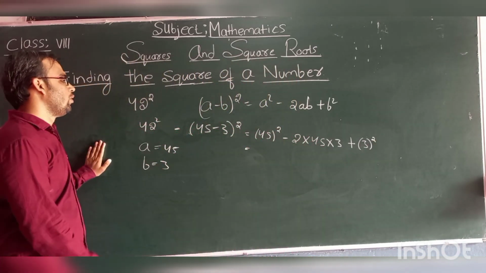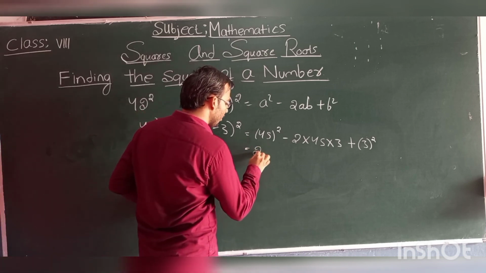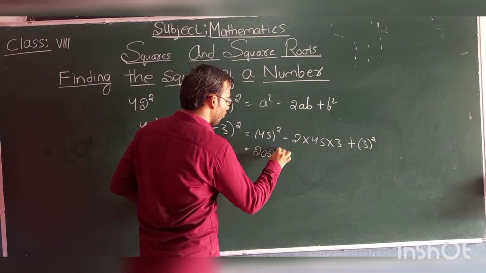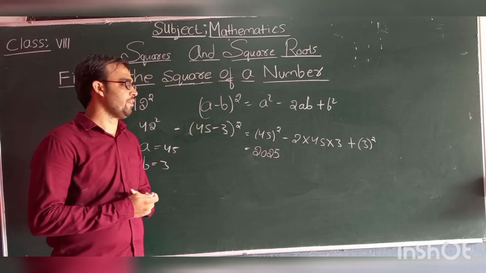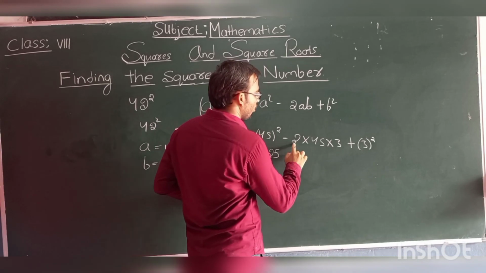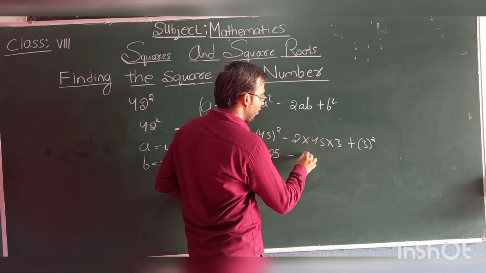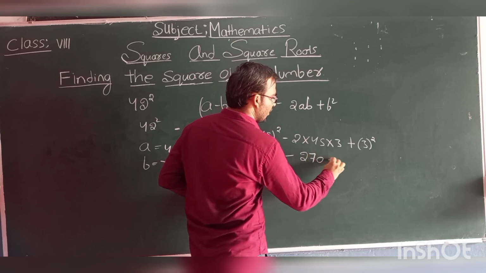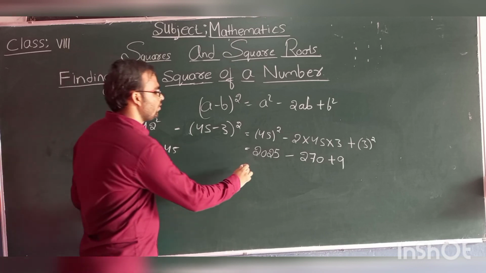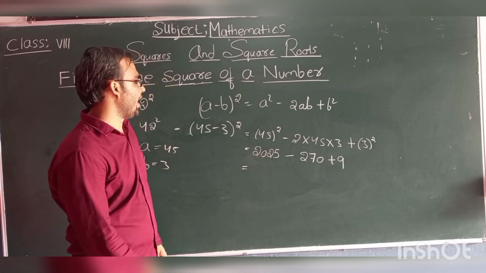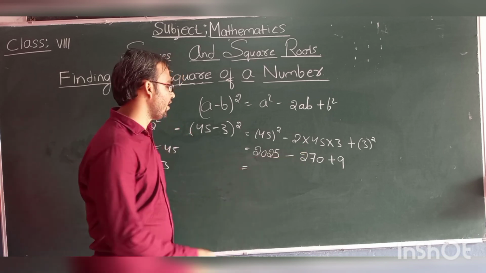Okay. Now 45 into 45 is what, students? So when we square this, what are we getting? 2025. Okay. 45 into 45 was 2025, minus 2 into 45 will be 90, and 90 into 3 will be 270, plus 3 3s are 9. So now when we add this, 2025 plus 9, what are we getting?